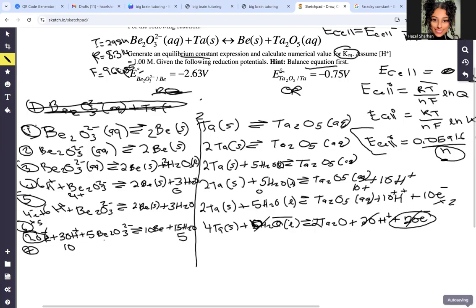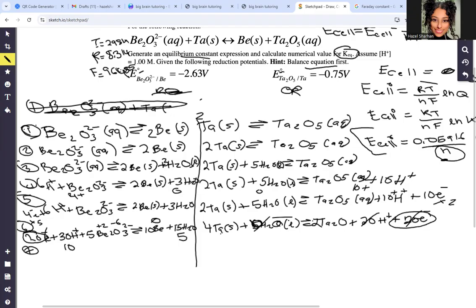So here, beryllium right here, or Be, is -2 times 3, -6, and you have 2 of these, which makes these +2, because you're left with a 2 minus charge. And then on the other side, it's reduced to 0.